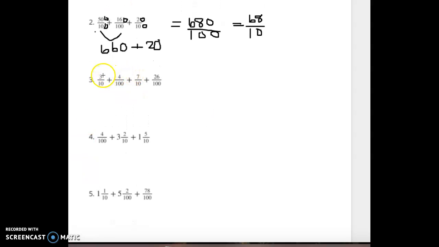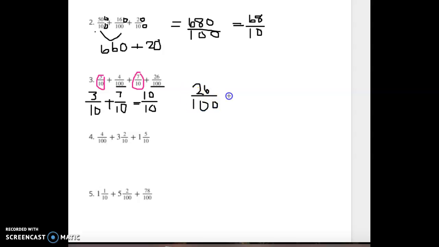For this one, I'm going to add all my tenths together. So I have 3 tenths plus 7 tenths, which is 10 tenths. Then I'm going to do my hundredths. So I have 26 hundredths plus 4 hundredths, which is 30 hundredths.